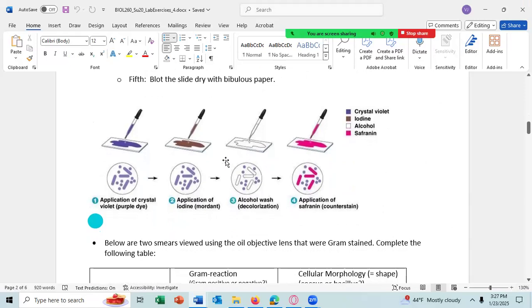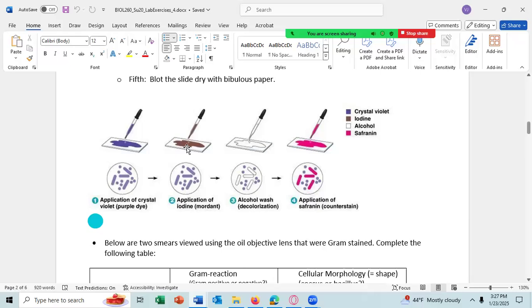So first, you apply the crystal violet. It will cause the cells to stain purple, and all the cells, both the gram-positive and the gram-negative, will look purple after applying the first stain, the crystal violet. You then wash that off with cold water, and then get the worst of the water off. Then apply the Gram's iodine. Iodine is a mordant. It will combine with the crystal violet to make a crystal violet iodine complex, which is larger than the crystal violet alone.